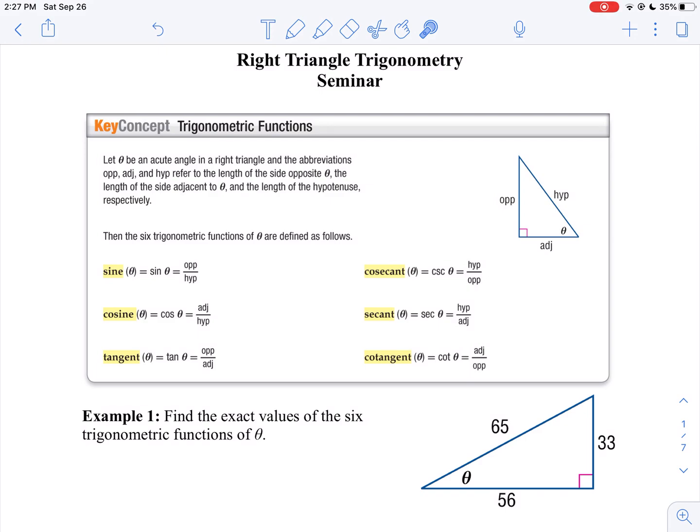The 6 trig functions we're used to seeing are sine, cosine, and tangent. Then we have the reciprocal functions, where cosecant is the reciprocal of sine, secant is the reciprocal of cosine, and cotangent is the reciprocal of tangent.